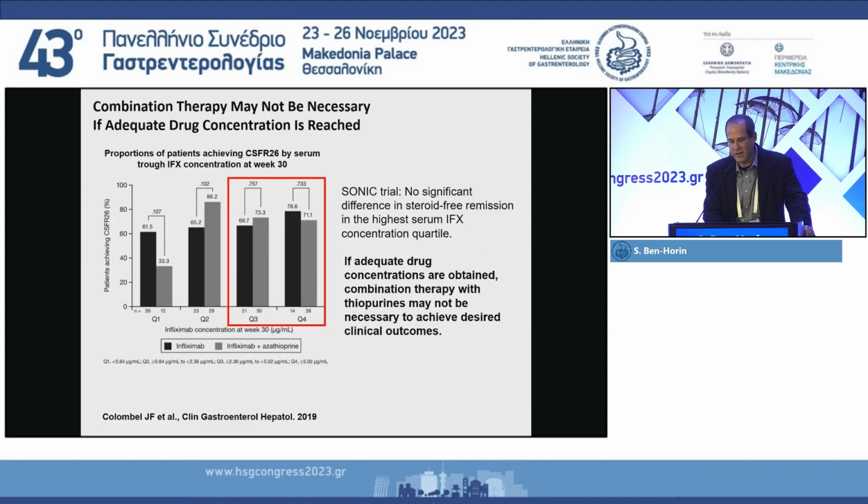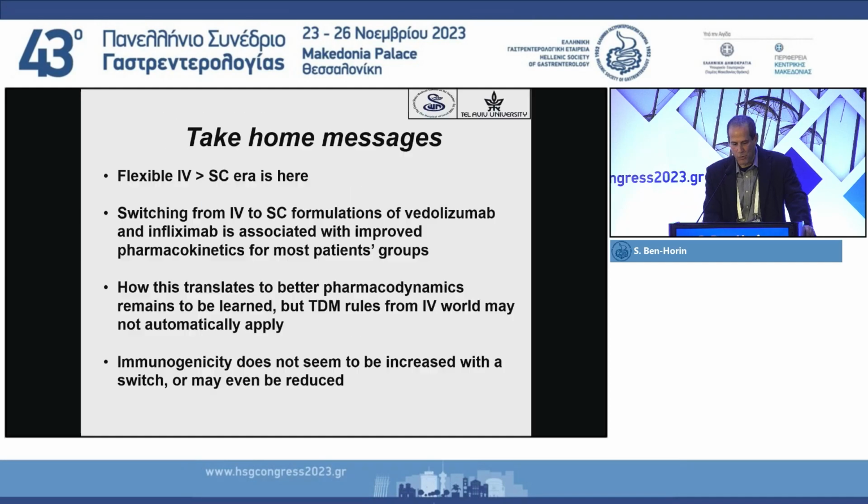And this comes in line with the data from the SONIC trial suggesting that the concentrations are the main driver of effect. If you look only at the groups of patients with a higher concentration of infliximab in the blood, those higher concentration groups fare similarly whether or not they have an immunomodulator. So it's not so much about two mechanisms of action working together. It's probably about the reduction of immunogenicity. And if you don't have this immunogenicity to begin with, this is not so much important.